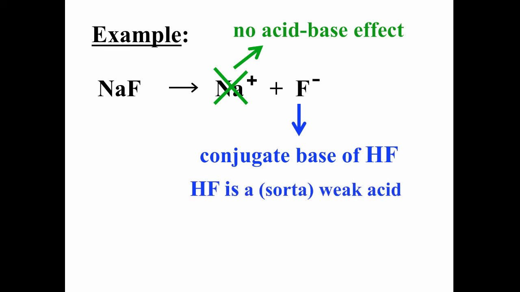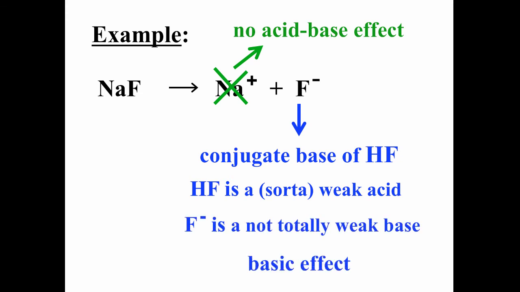Because it's the conjugate base of this acid. And what's different about HF by comparison to HCl is that HF is a weak acid. I mean, it's not the weakest acid out there, but it's somewhat weak. And if it's sort of weak, that means its base is not completely weak. So if we have a sort of weak acid, then the base has at least a little strength to it. And so F minus is going to have some basic effect on the solution.